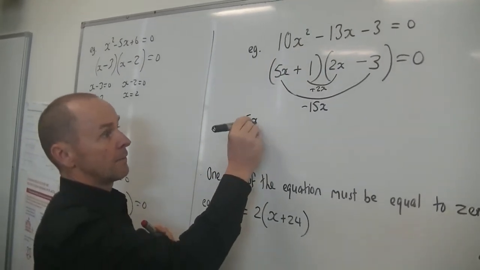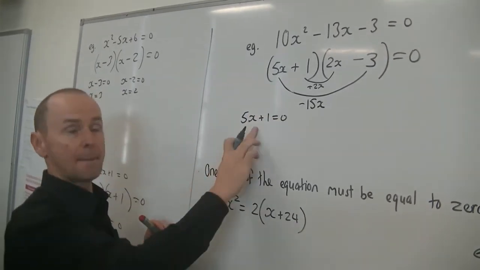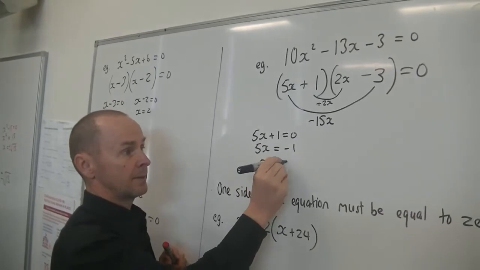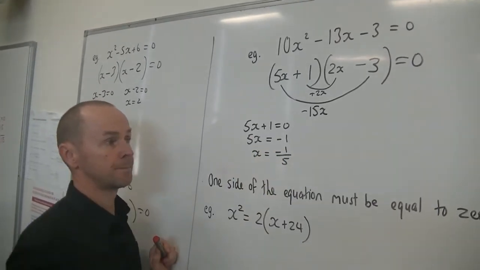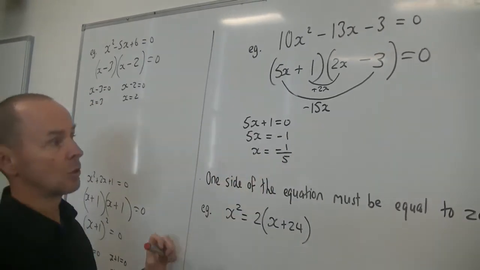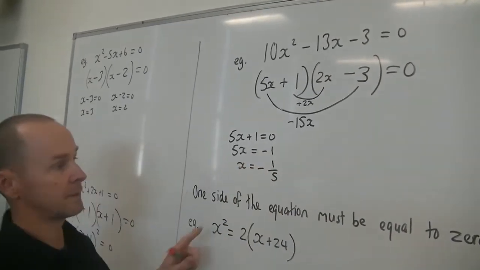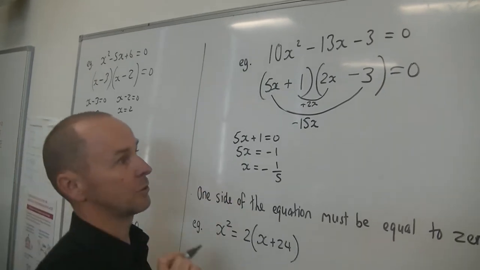Now, we've got 5x plus 1 is equal to 0. A couple of steps to solve it. 5x equals negative 1, x equals negative 1 on 5. So negative 1/5. Remember, it's the same as writing negative 1 over 5. Doesn't matter if the negative's on top or just out the front.